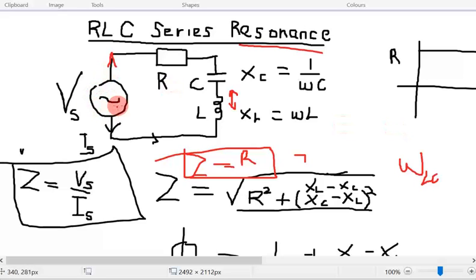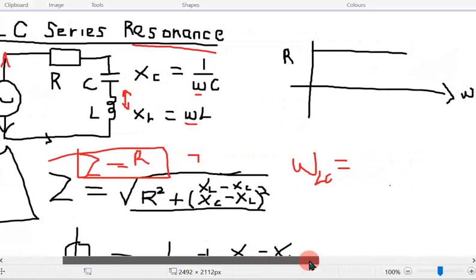Then the source itself will also be driving current through the whole system at a given frequency. So at resonance, the frequency of the source itself, which is this value, will be equal to the natural frequency of the oscillator.